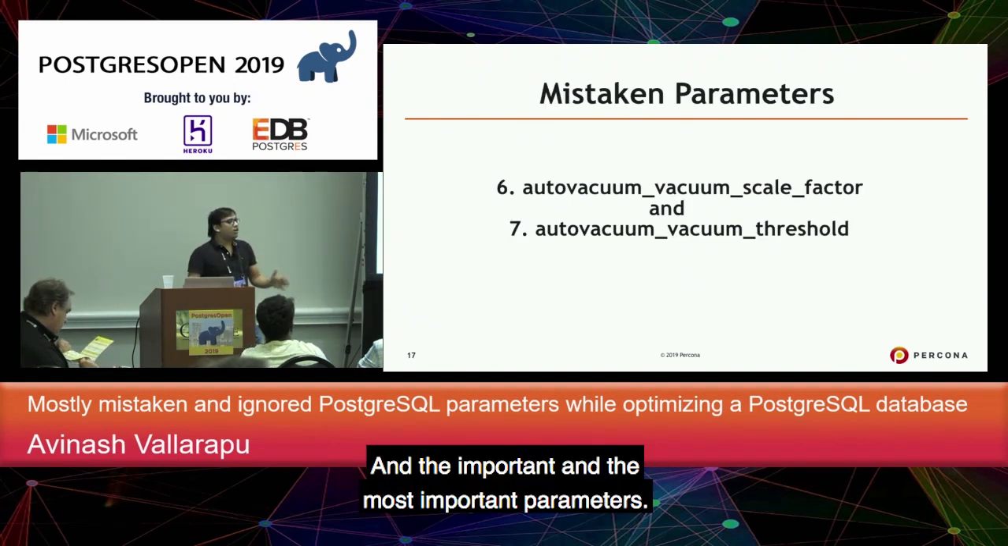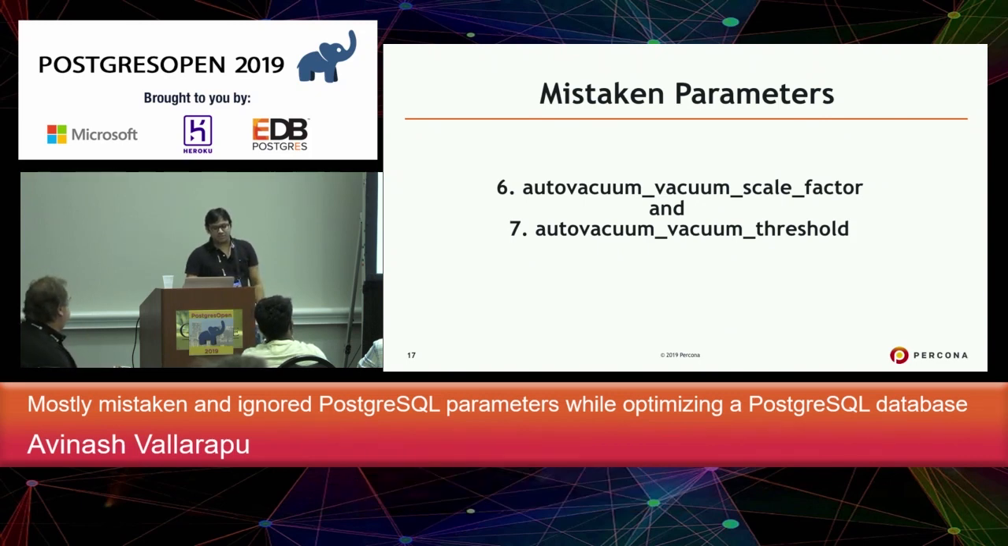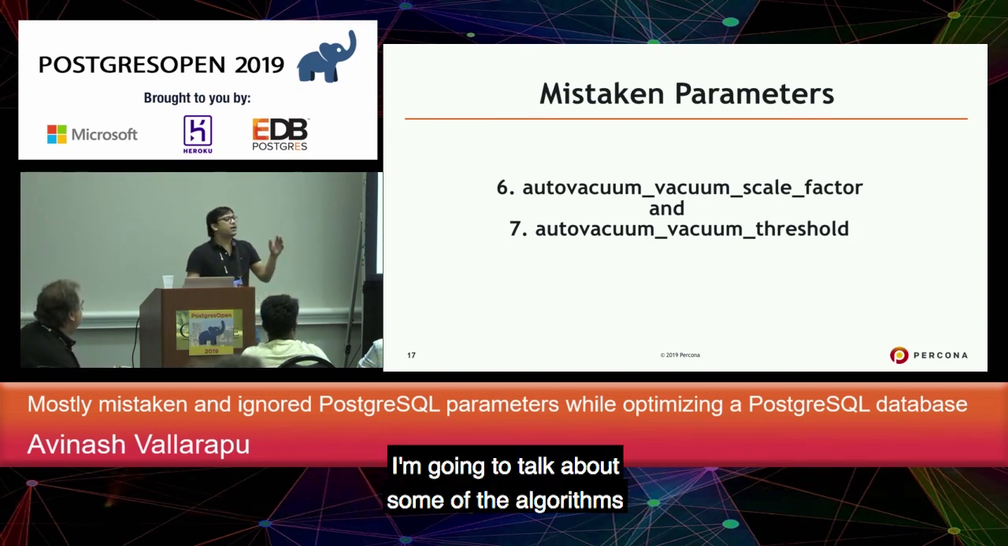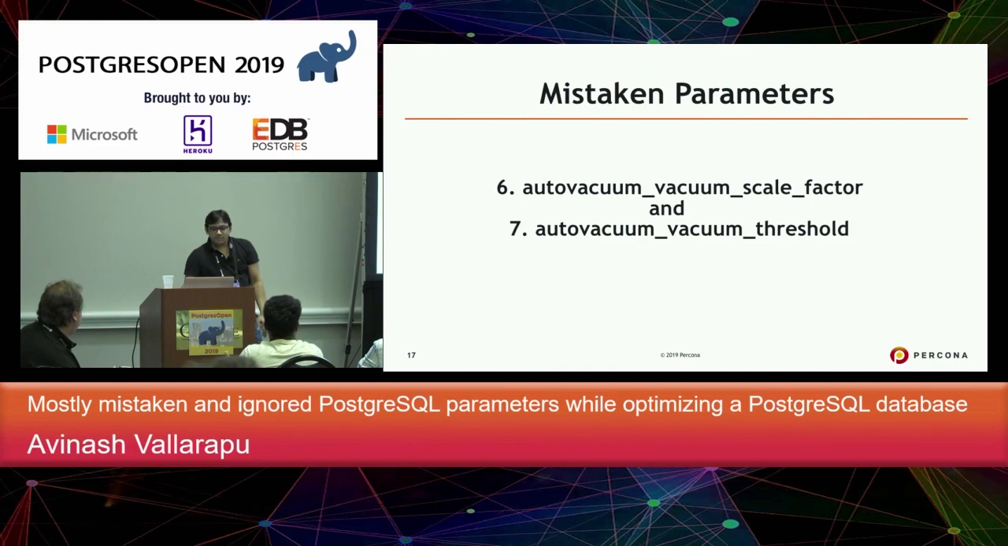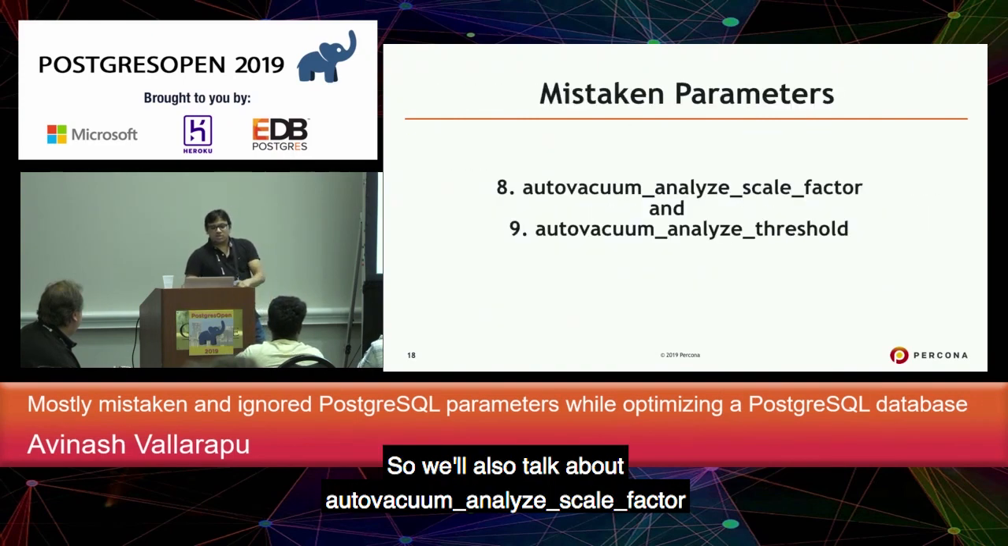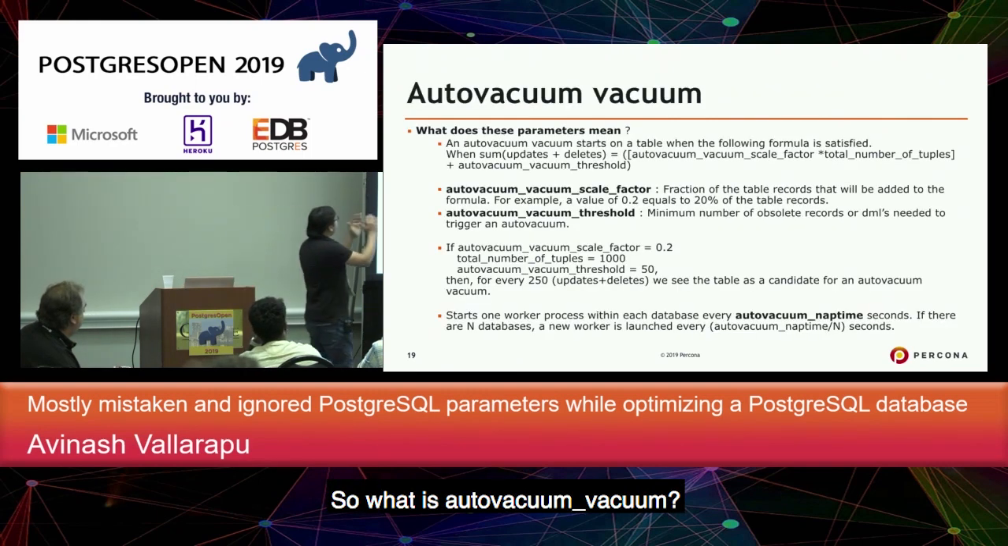And the most important parameters now related to AutoVacuum: vacuum scale factor and vacuum threshold. I'm going to talk about some of the algorithms, and it'll be very interesting starting from here, right? We'll also talk about AutoVacuum analyze scale factor and analyze threshold. So what is AutoVacuum vacuum?